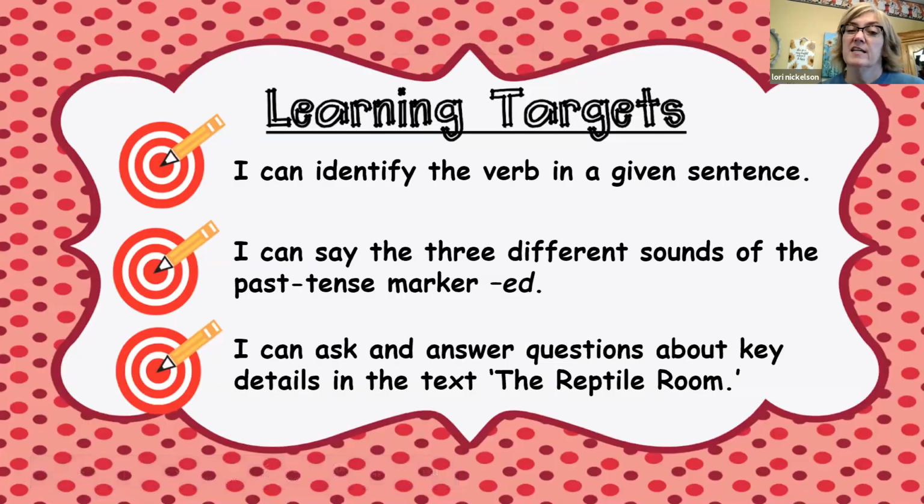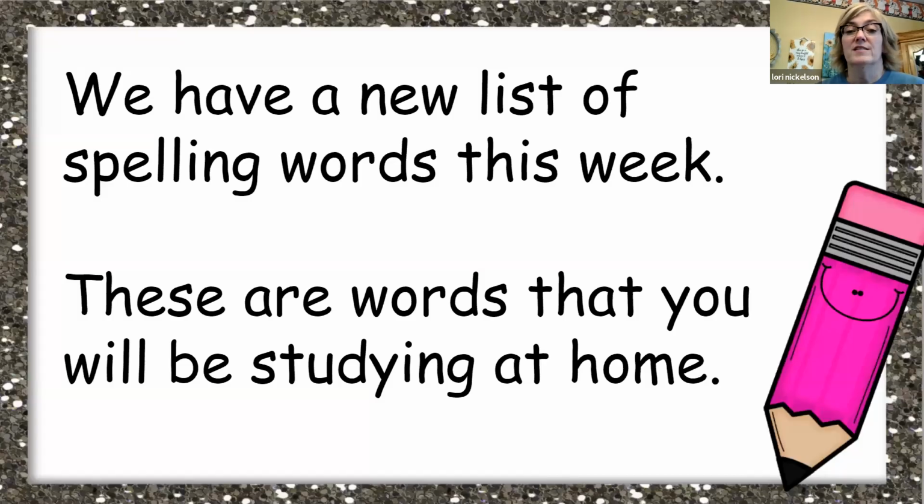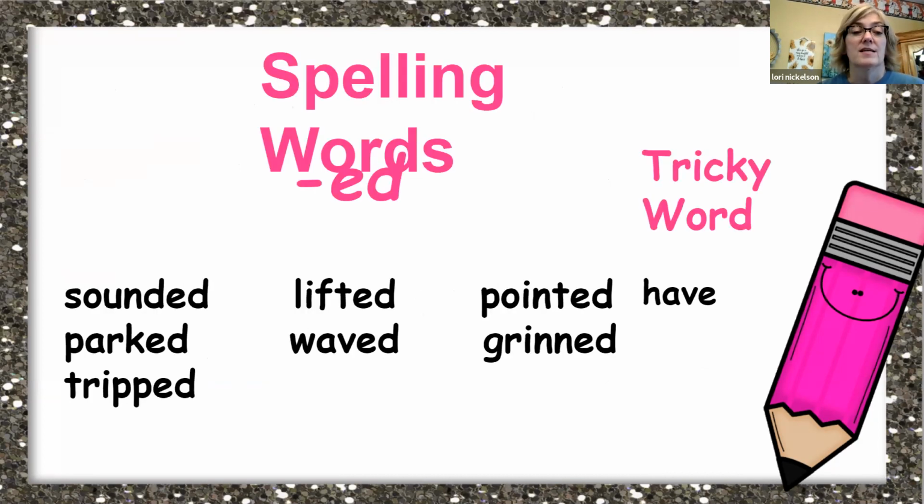Our learning targets: I can identify the verb in a given sentence. I can say 3 different sounds of the past tense marker ed, and I can ask and answer questions about key details in the text, The Reptile Room. We have a new list of spelling words this week. These are words that you will be studying at home. Our spelling words: sounded, parked, tripped, lifted, waved, pointed, grinned. Have is our tricky word.